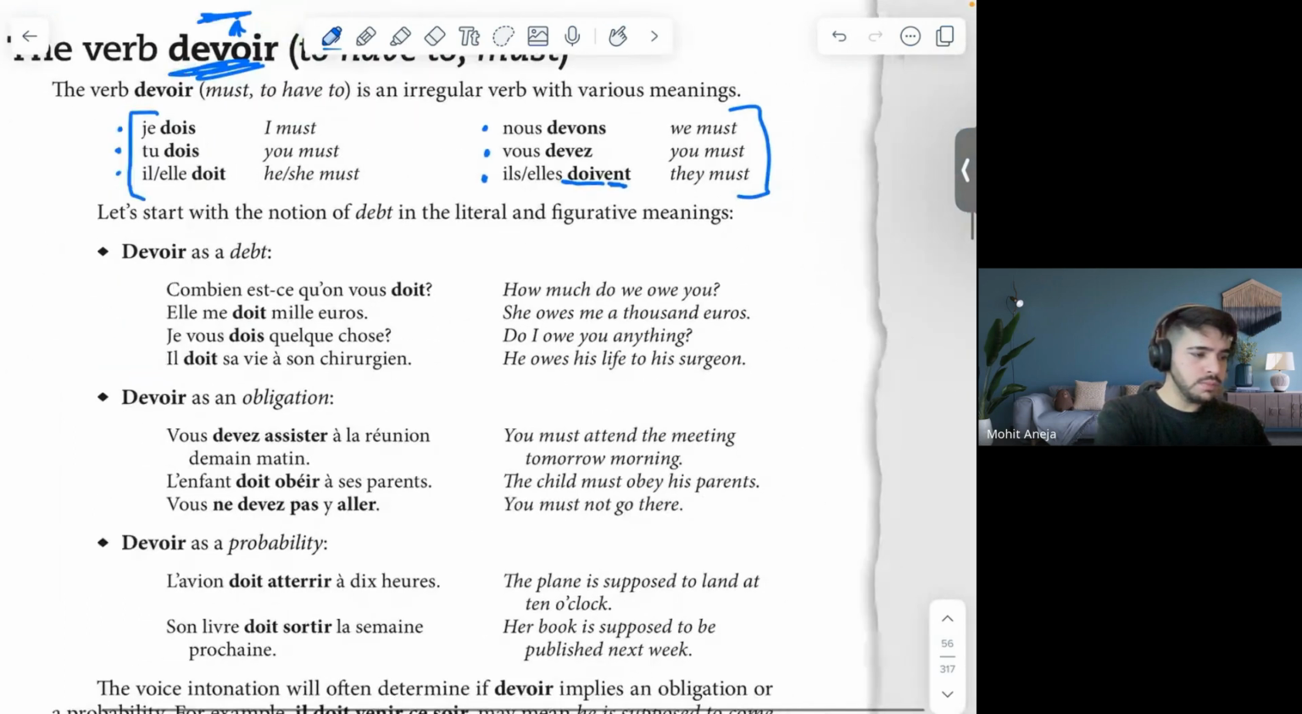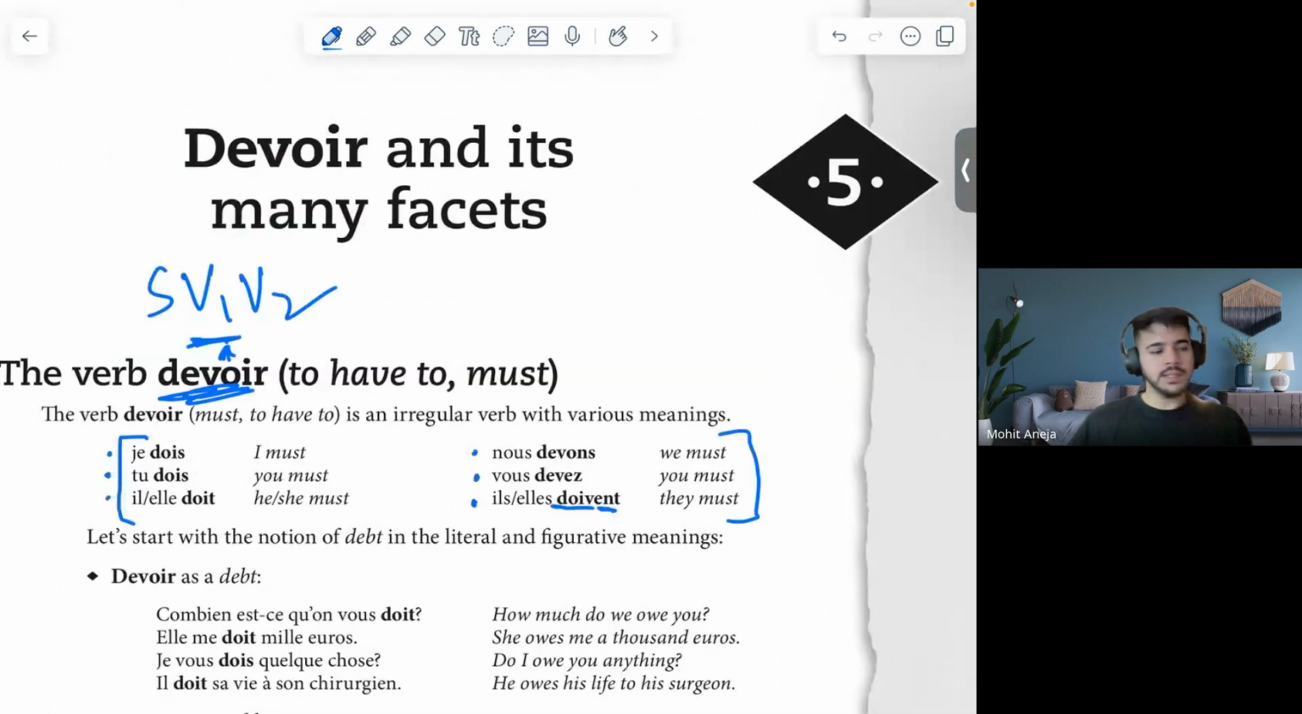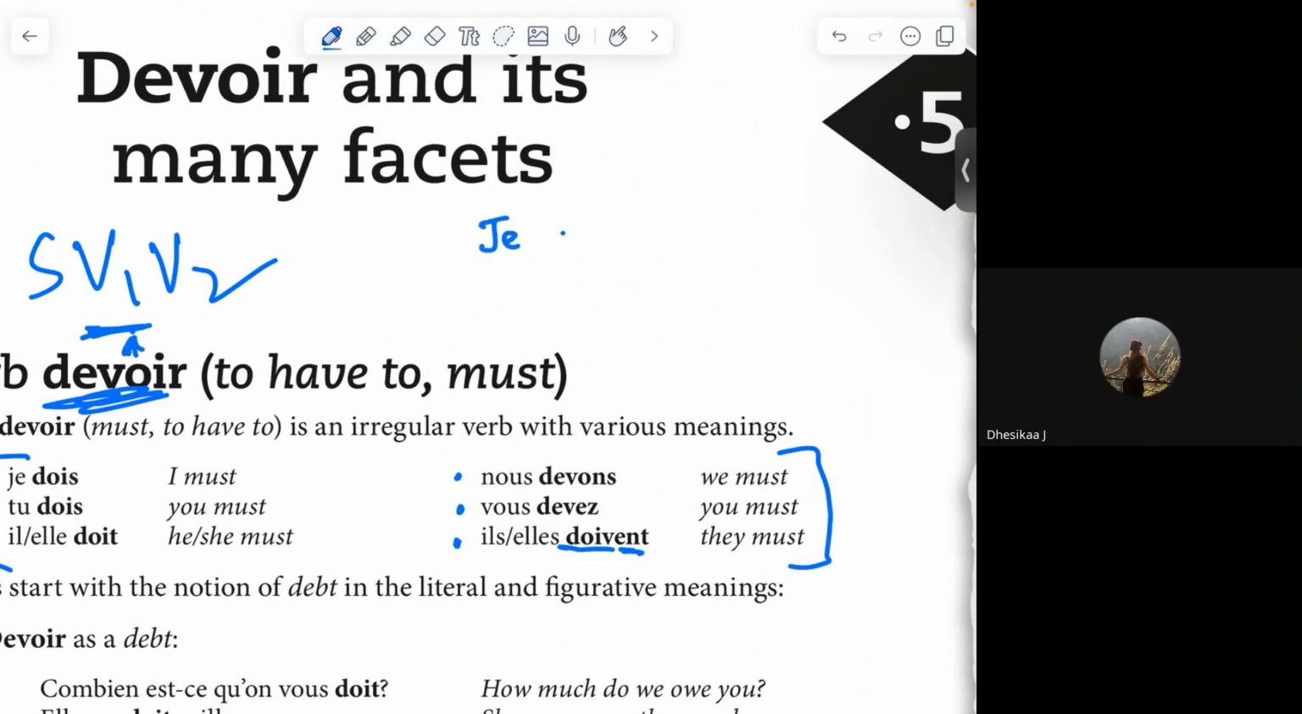Let's make our अपने खुद के sentences. I want to say I must eat today. I'm very hungry. I must eat. ठीक है? भूल जाओ अभी के लिए. How will I say I must eat? Je dois manger.